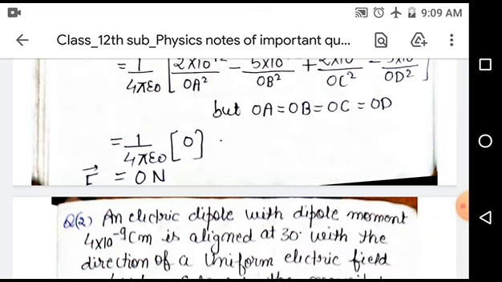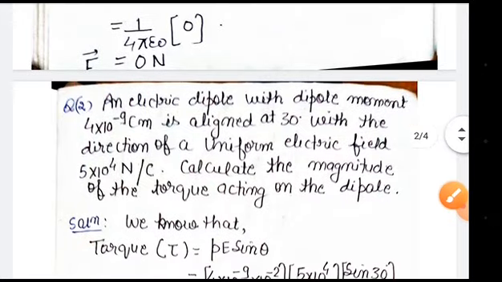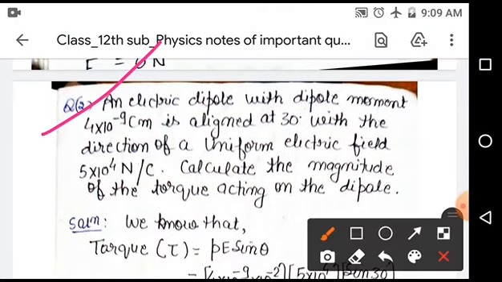Now we will discuss here the next numerical problem, and it is: an electric dipole with dipole moment 4 into 10 to the power minus 9 coulomb meter is aligned at 30 degree with the direction of a uniform electric field 5 into 10 to the power 4 Newton per coulomb. Calculate the torque.